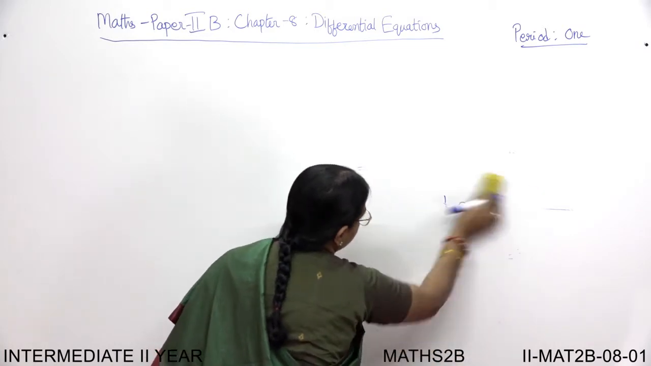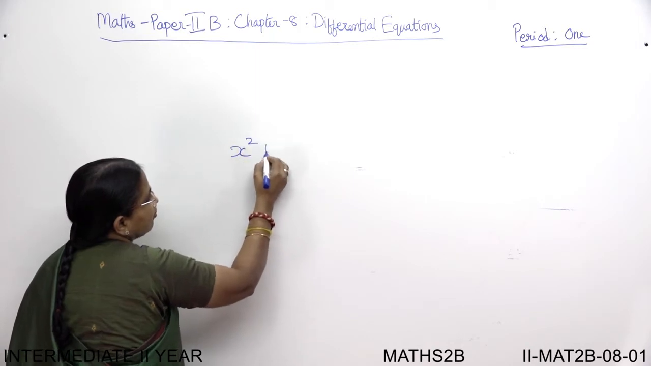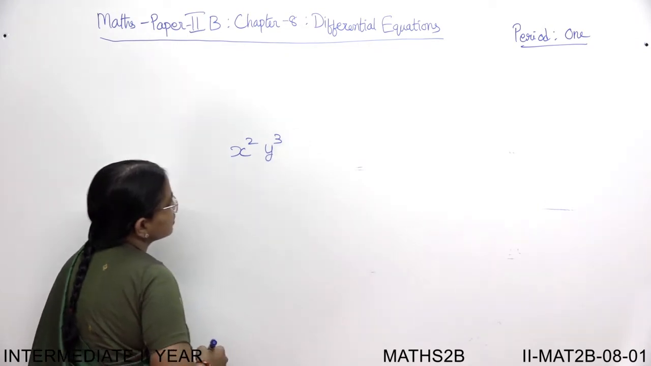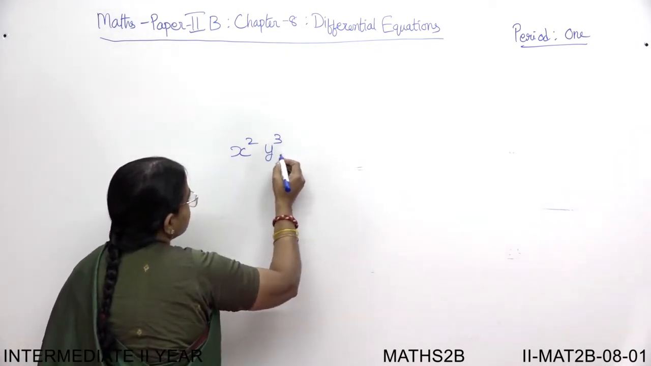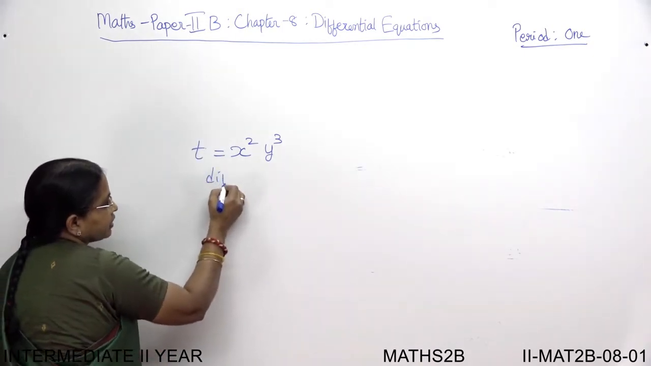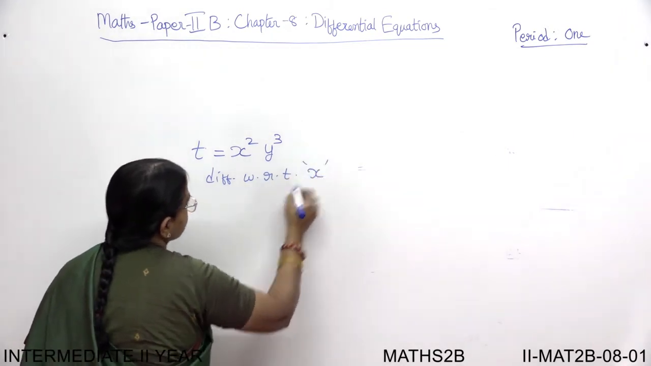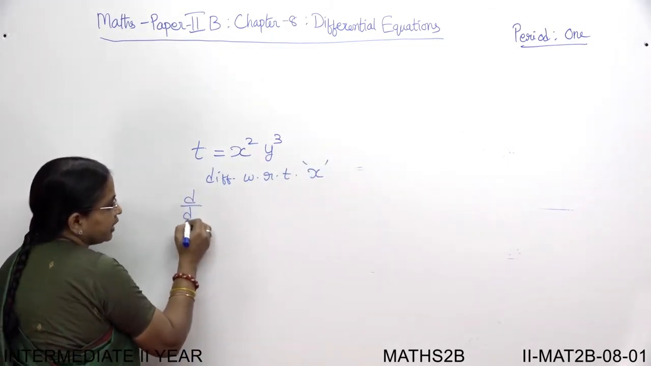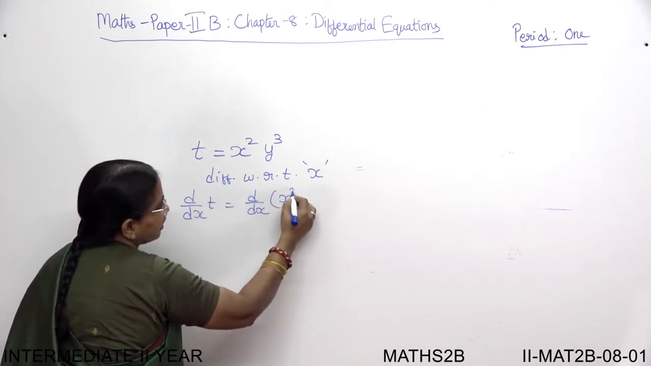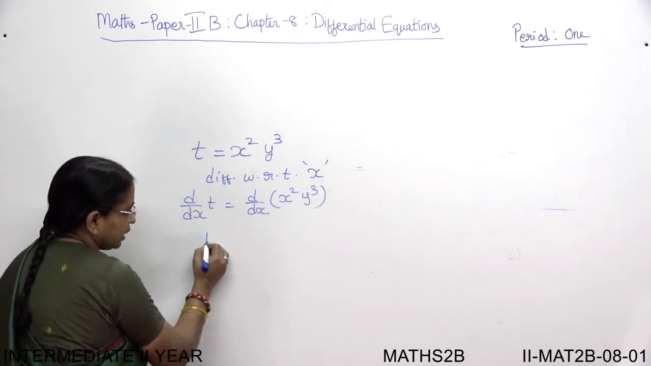Now we'll take one function like this. Suppose I have x square y cube equal to some t. We'll take this as t. Now differentiate with respect to x. That means d by dx of t is equal to d by dx of x square y cube. Try to understand the steps here. So this is dt by dx.